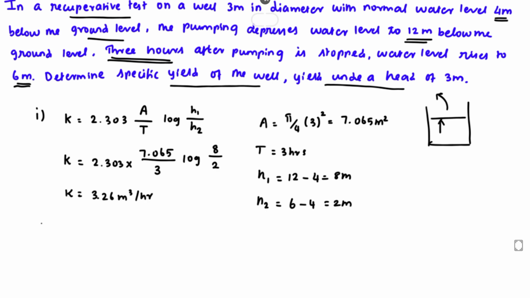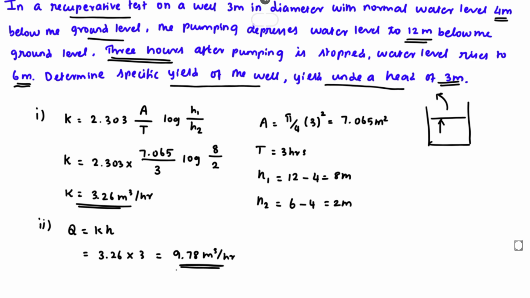Next, we can find out the yield under head of 3. Now we can get Q equal to K into H. K we found out is 3.26 into H, which is given as the head of 3 meter, so into 3. Now we got the value of 9.78 meter cube per hour. Okay, so this is the yield under the head of 3 meter. This is the method we can solve the problem.